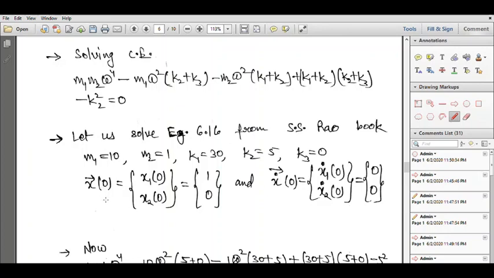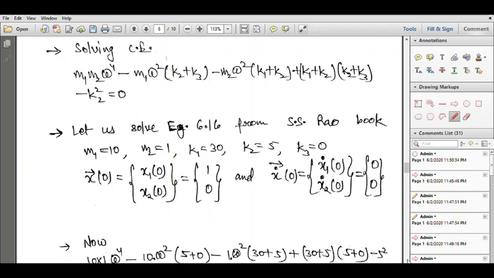So the initial conditions they have mentioned: x at 0, that means the matrix x1 and x2 at time t equals to 0 is 1, 0. That means x1 is 1 at time t equals to 0, x2 is 0 at time t equals to 0, and x dot at time t equals to 0 seconds is equal to 0, 0. Means x1 dot at time t equals to 0 is 0, x2 dot at time 0 is equal to 0. These are the initial conditions given in the same example.